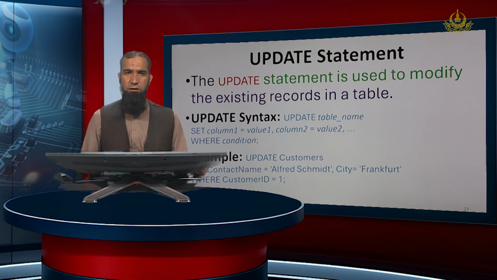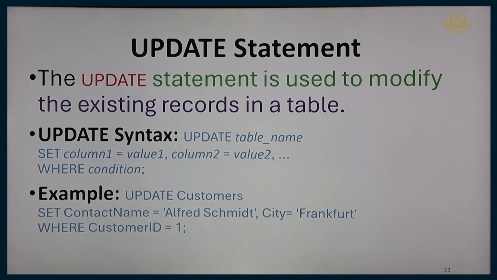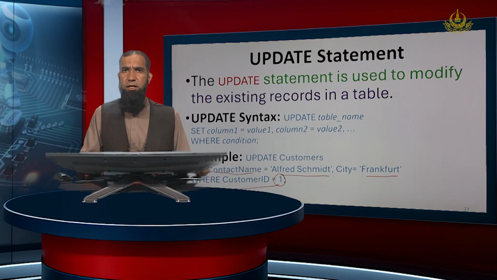As in the given example, update customers table, we want to update the records of the customer table where contact name is equal to Alfred, city is equal to Frankfurt, where customer ID is 1. So it means in the customer ID 1 record, the customer name should be this, the city should be this. This updates the related records. Again, if you omit the where clause, all records in the table will be updated. So use it carefully. Updating data is common when correcting errors, modifying addresses, or adjusting product prices.